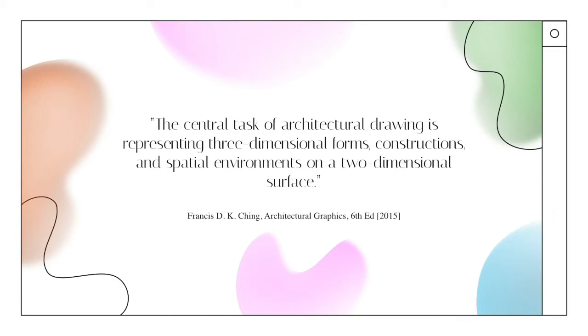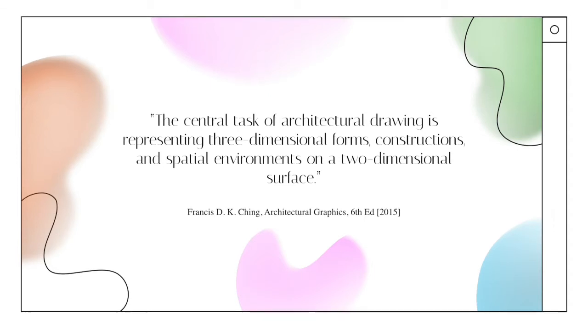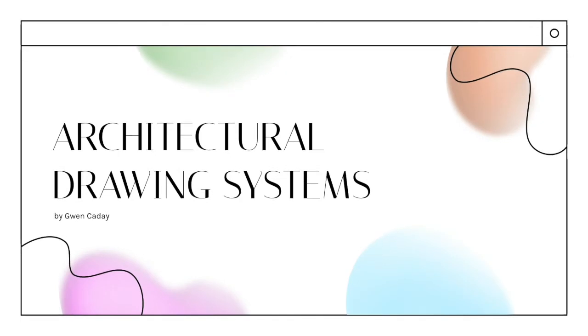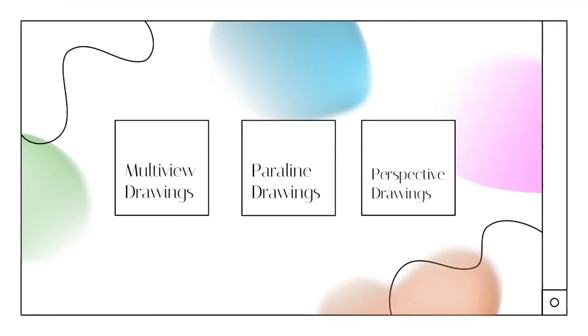According to Francis D.K. Ching, the central task of architectural drawing is representing three-dimensional forms, constructions, and spatial environments in a two-dimensional surface. Hello, I'm Gwen, and today we will be talking about the different types of architectural drawing systems. There are three major drawing systems: multi-view drawings, paraline drawings, and perspective drawings.